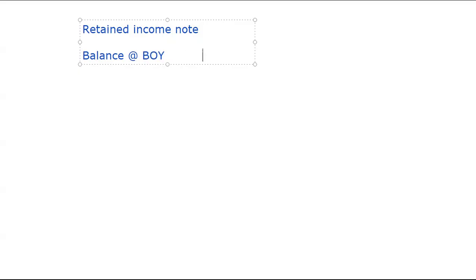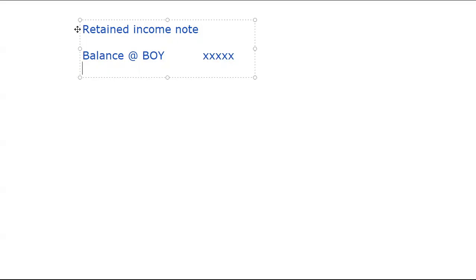All right. So we've got retained income note, right? Here it is. Tell me then, what goes into retained income? Just know the structure. Tell me about the structure. What goes to retained income? The first one will be balance. I'm just gonna abbreviate everything. You're gonna have balance at beginning of year, right? And then you're gonna have the amount.